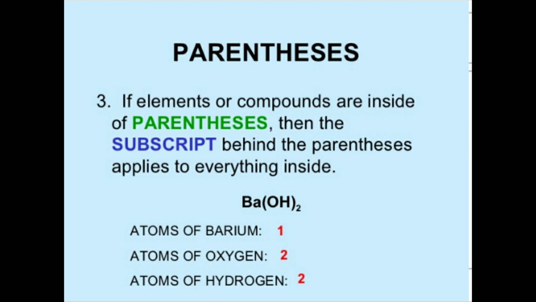In some formulas, you may encounter parentheses. Parentheses are used particularly for polyatomic ions found on table E. In this formula for barium hydroxide, we can see that the subscript 2 is outside of the parentheses. When you have parentheses, the subscript outside applies to all of the elements within. So barium hydroxide has 1 barium, 2 oxygens, and 2 hydrogens.